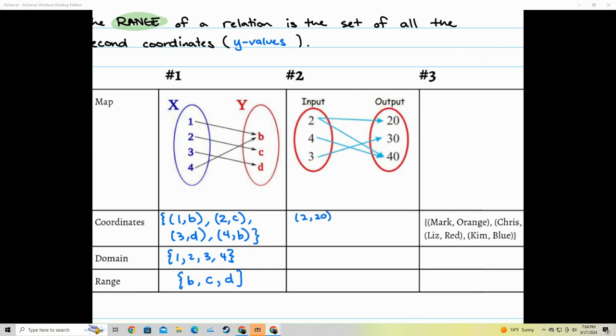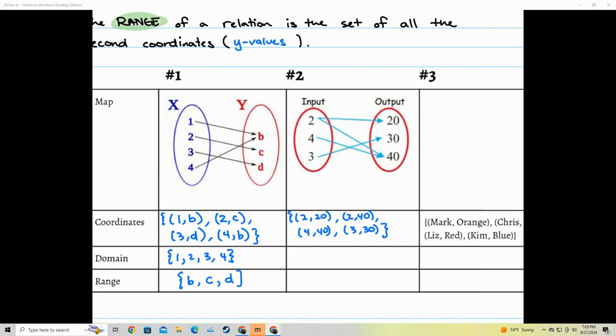But also, when I get a 2, it also maps to 40. What else happens? Well, when I get a 4, it maps to 40 as well. And finally, when I get a 3, it maps to 30. So those are all my coordinates, my x comma y's. And remember, it's a set, so I'm going to start with the squiggly bracket, end with the squiggly bracket.